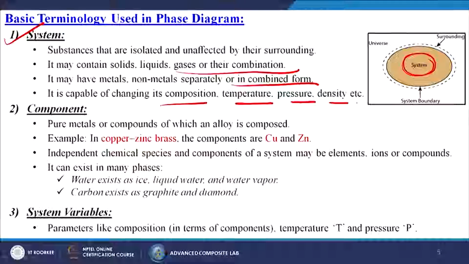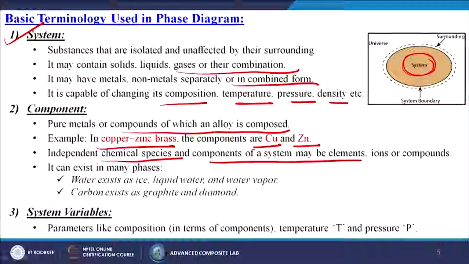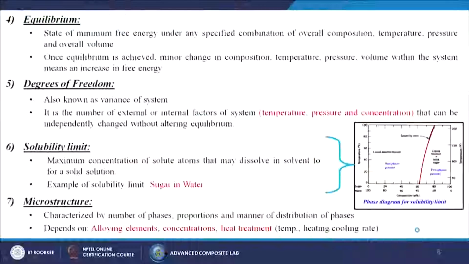What is a component? Pure metals or compounds of which an alloy is composed. For example, in copper zinc brass the components are copper and zinc. Components are independent chemical species and may be elements, ions or compounds. A component can exist in many phases, like water exists as ice, liquid water and water vapor, as we all know. Carbon exists as graphite and diamond. Then system variables are parameters like composition in terms of components, temperature T and pressure P.